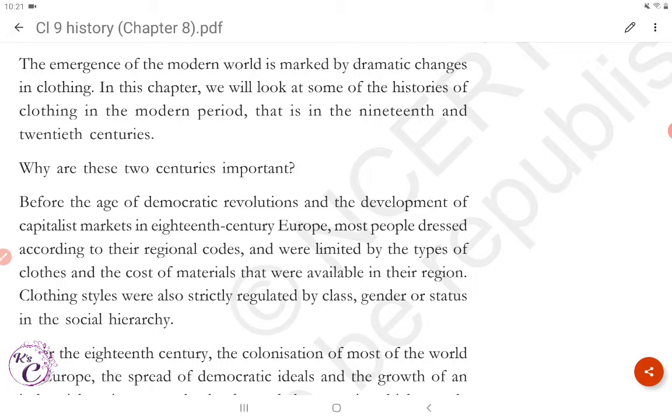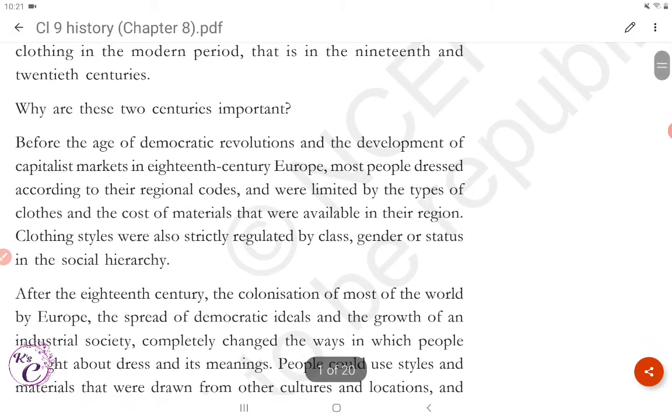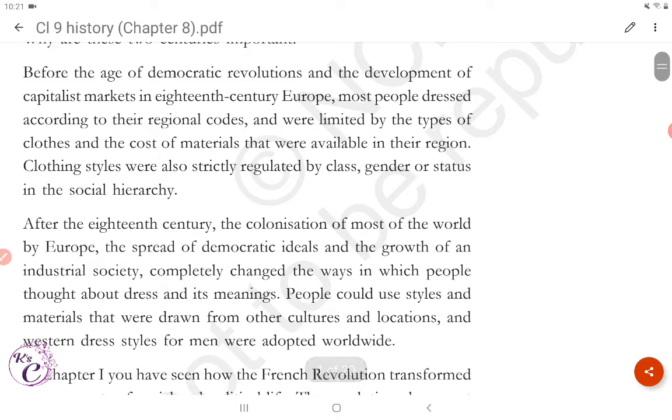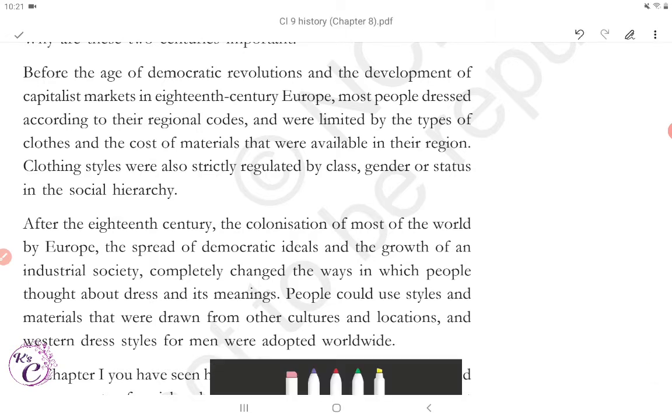In this chapter, we will look at some of the histories of clothing in the modern period, that is, in the 19th and 20th centuries. Why are these two centuries important? Before the age of democratic revolutions and the development of capitalist markets in the 18th century Europe, most people dressed according to their regional codes and were limited by the types of clothes and the cost of material that were available in their region.